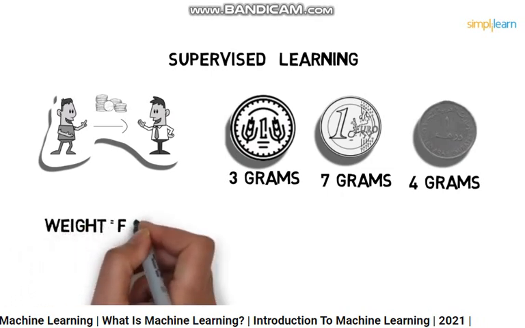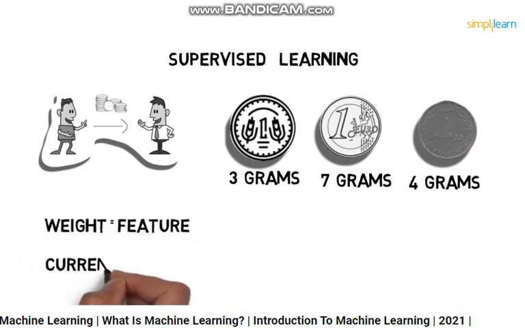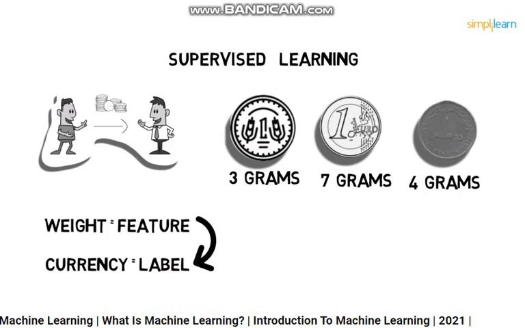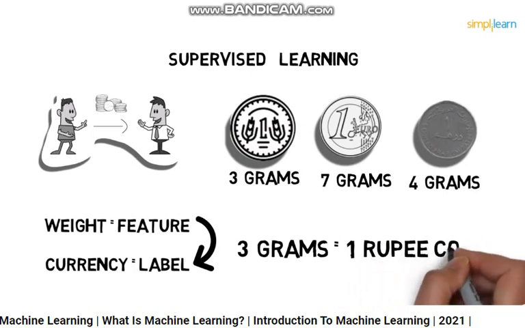Here, your weight becomes the feature of coins, while currency becomes their label. When you feed this data to the machine learning model, it learns which feature is associated with which label. For example, it will learn that if a coin is of 3 grams, it will be a 1 rupee coin.